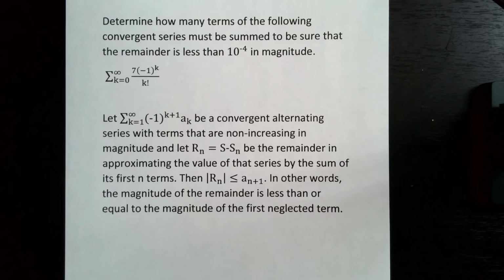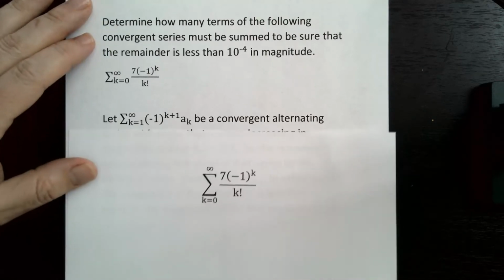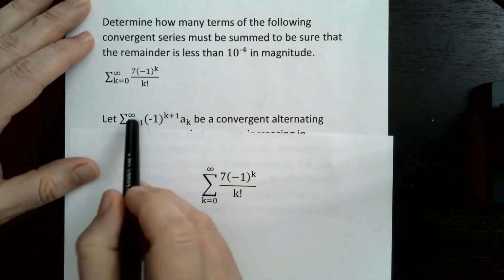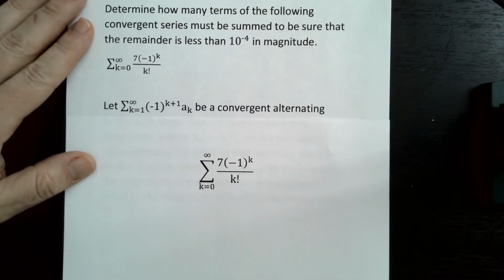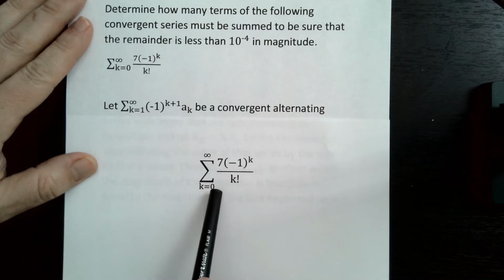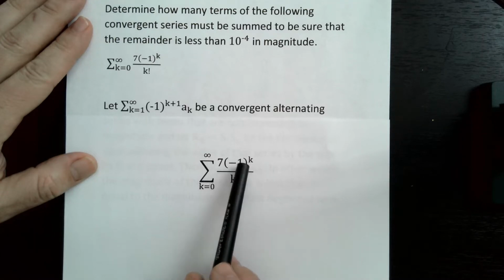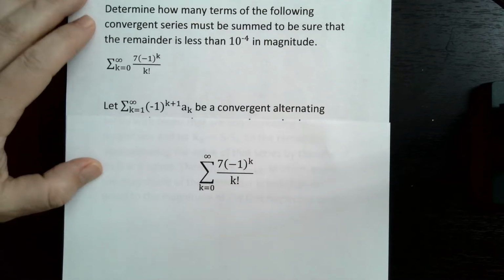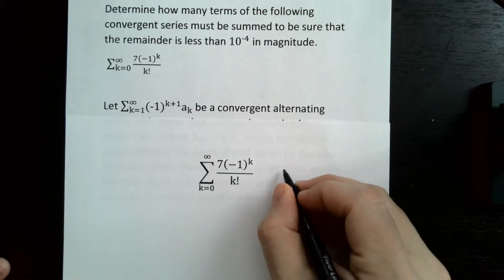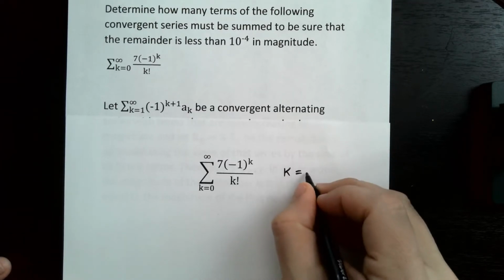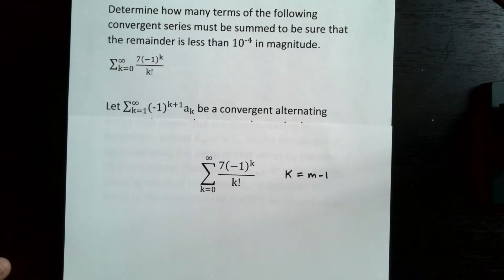Okay, so how we're going to tackle this problem is we want to make this series look like this. There's a couple changes that we have to make here. We can't start at 0, we need to start at 1. And our exponent here has to be k plus 1. So here's how we're going to do that. We're going to do a substitution. We're going to say that k is going to be equal to m minus 1.